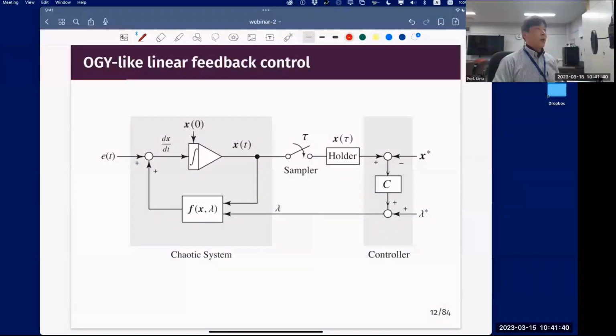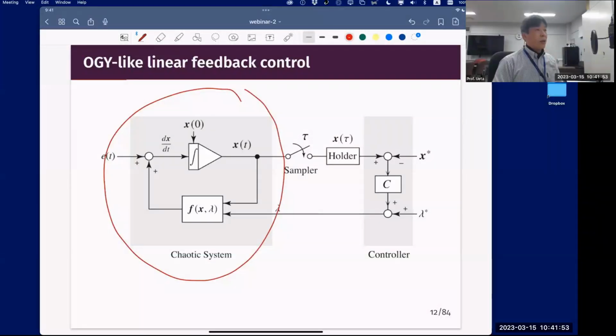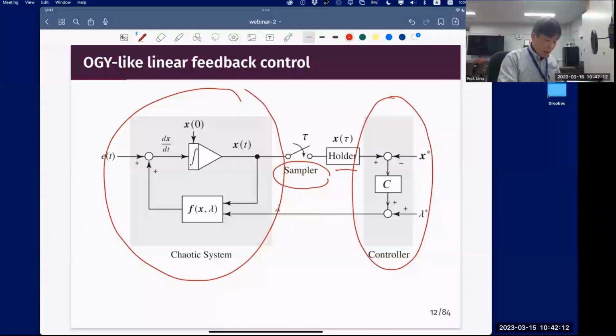Okay, the OGY-like feedback method can be modeled as this flowchart, with signal flows. Here, the original chaotic system is written as a differential equation, and we sample it. We just sample the state, memorize it in the memory, and make a control here. Anyway, you have to find the UPO data beforehand. The control input for the OGY system is the perturbation of the parameters.